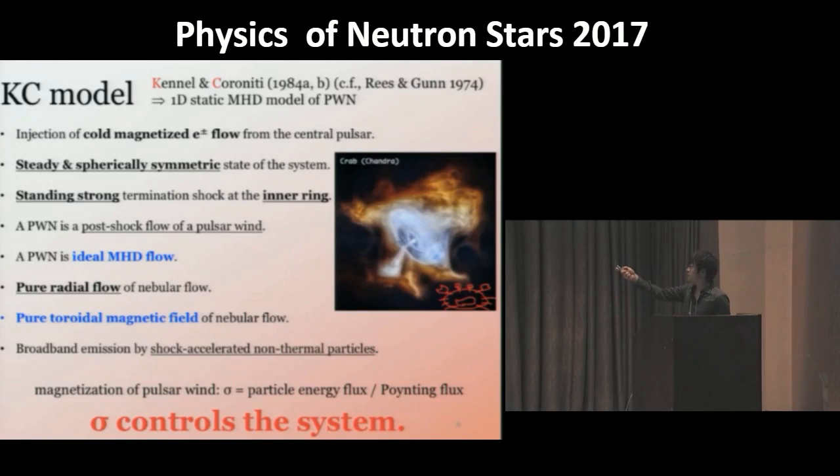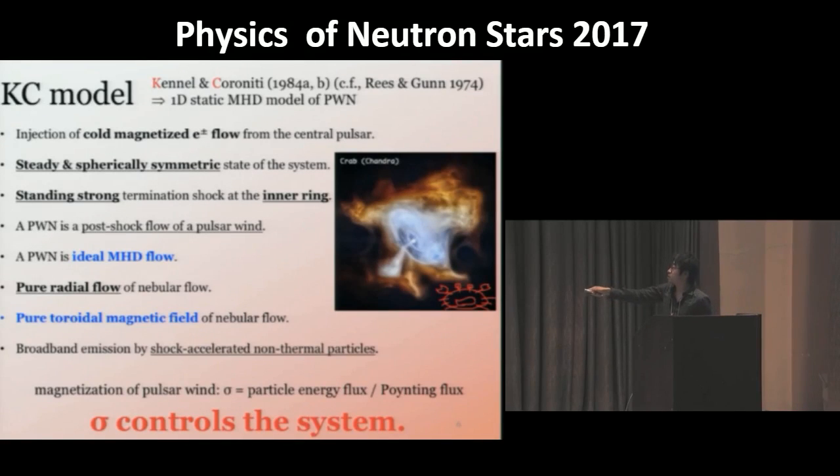It's the model for the Crab Nebula, and they consider the pulsar wind to be a cold magnetized electron-positron flow from the central pulsar, and ultra-relativistic. They consider the steady and spherically symmetric system, and they consider the standing strong shock at the inner ring. The inner ring is this ring. And they also consider that the pulsar wind nebula is the post-shock flow of the pulsar wind.